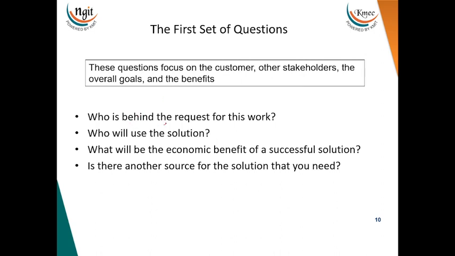Who is behind the request for the work? For whom do they want to work on it? Who will use this solution? What will be the economic benefit of this solution? Is there any other source of solution available? Correct. These are the 5 questions: who is behind the request for this work? Who will use this solution? What are the economic benefits of the solution? Successful solution. Is there any other source of income?